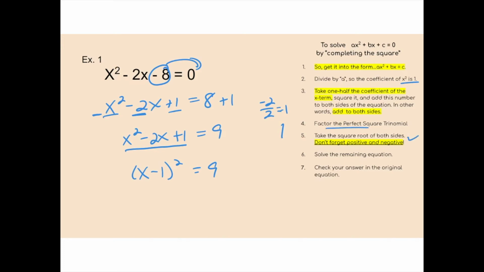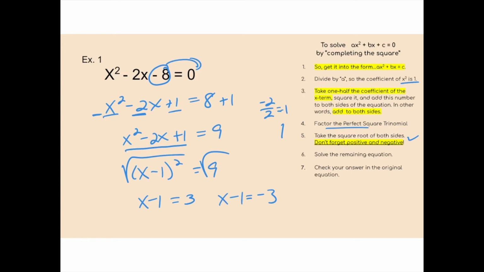Okay, so the next step, step 5, since we already factored it, is to take the square root of both sides. The square root of x minus 1 squared is simply x minus 1. The square root of 9, though, everybody thinks it's 3, and that is true. But remember, we can also multiply negative 3 times negative 3 and get 9. So there are two solutions, two answers. x minus 1 equals 3, and x minus 1 equals negative 3.